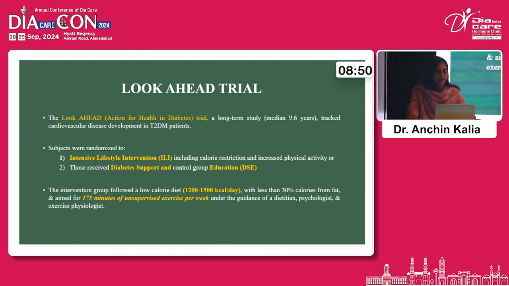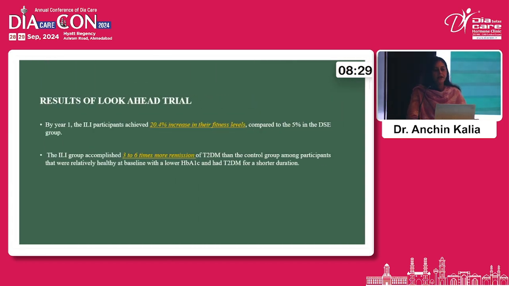And the subjects were divided into two groups. One was the lifestyle intervention, the other was the diabetes support group with education only. So patients who were in the intervention group had a restricted calorie diet and aimed at 175 minutes of unsupervised exercise per week. And it was seen that by the end of 1 year, around 20.4% had an increase in their fitness level.